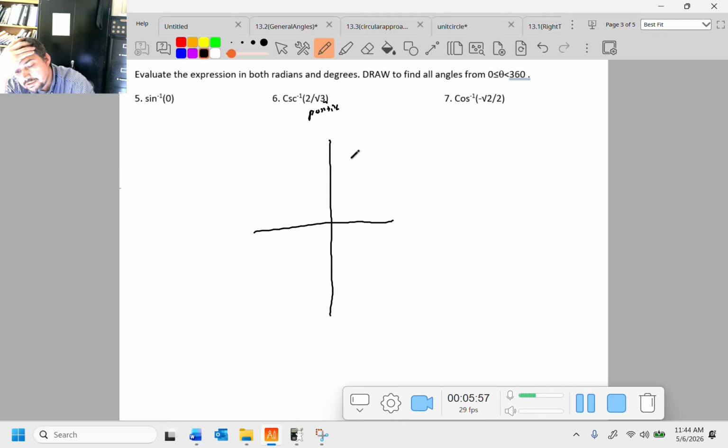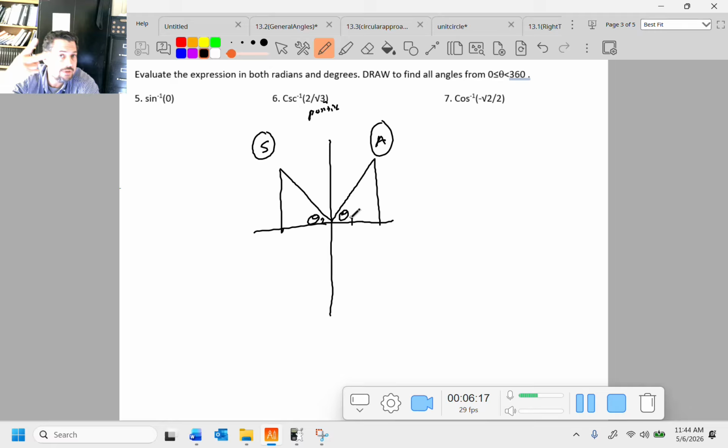So think about ASTC. I can exist here and here because this is sine and cosecant, and this is all, and that's positive. So I'm going to draw a triangle in both quadrant 1 and in quadrant 2. I'm going to put a theta here, and I'll call this one theta 2. So I have theta 1 and theta 2 because there's two answers to this thing. The cosecant ratio is hypotenuse over opposite. So I have a 2 and I have a √3, and I have a 2 and I have a √3.